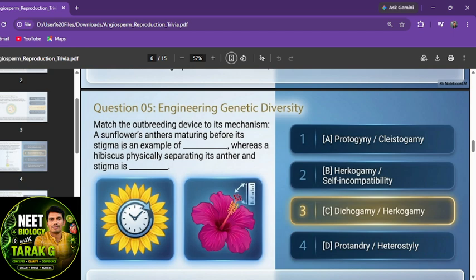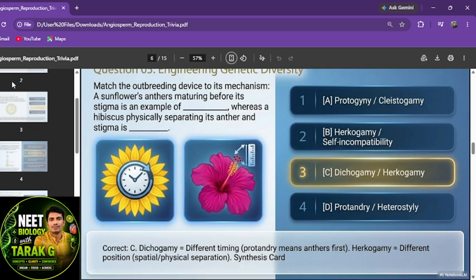That's called dichogamy. Whereas in the hibiscus plant, the anther and stigma are physically separated. See here, this is the stigma and anther; they are physically separated, no? This condition is called hercogamy. Dichogamy, hercogamy. Protandry is a term you know. Dichogamy means different timings; protandry means the anther ripens before the stigma. Hercogamy means different positions, maybe height or place. In hibiscus we can see hercogamy, and dichogamy we can see in the sunflower.